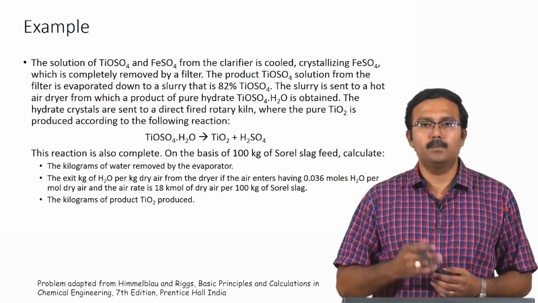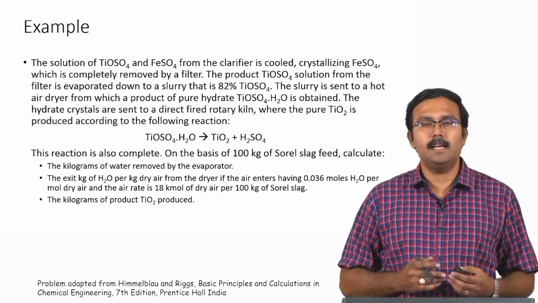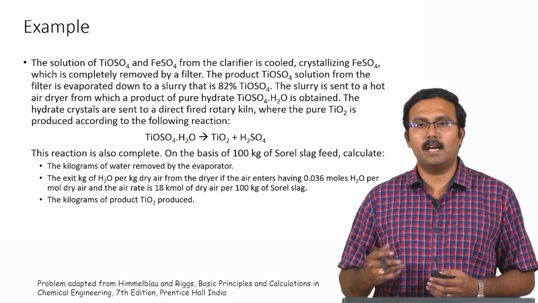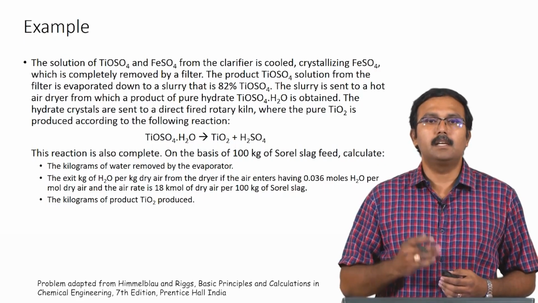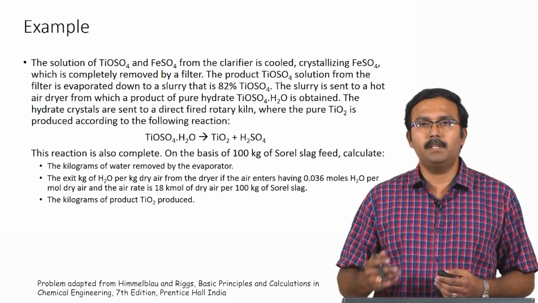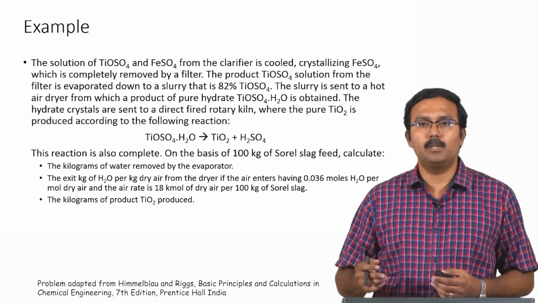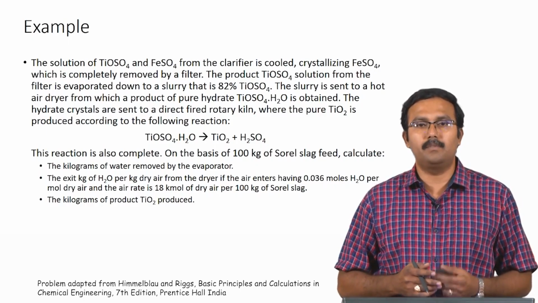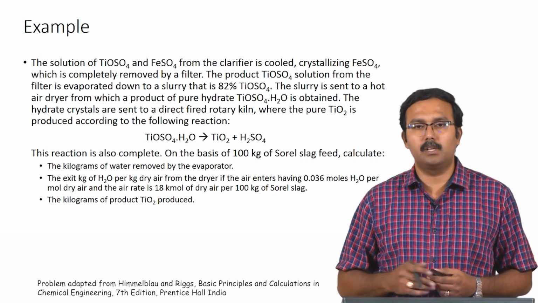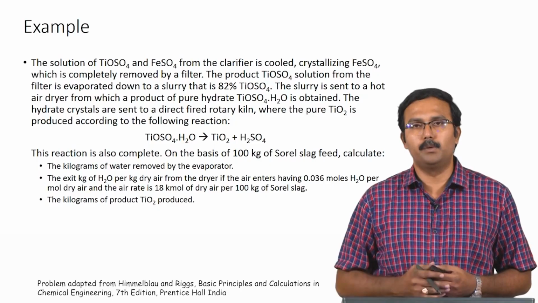to the following reaction, where the hydrate is converted to TiO2 and H2SO4. This reaction also goes to completion. Using the basis of 100 kilograms of sorrel slag feed, you have been asked to calculate the kilograms of water removed by the evaporator, the exit kilograms of water per kilogram of dry air from the dryer if the air entered contains 0.036 moles of water per mole of dry air and the air rate is 18 kilomoles of dry air per 100 kilograms of sorrel slag. And you have also been asked to calculate the kilograms of product TiO2 produced.